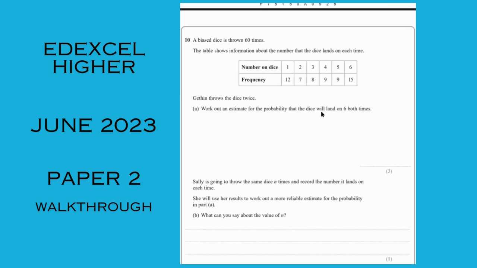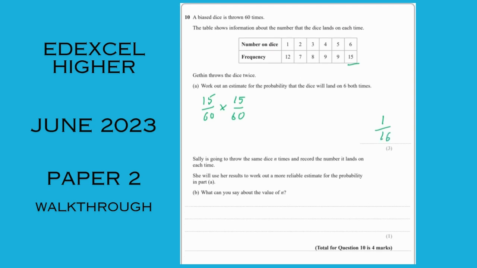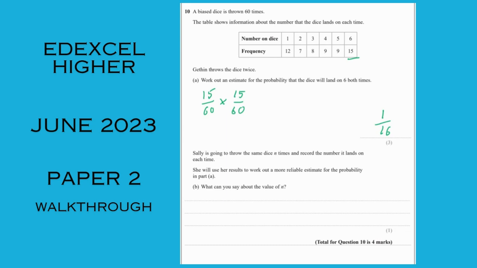Number 10. Bias dice. Estimate for the probability it will land on 6 both times. So, probability of a 6 happening, also known as relative frequency, because it's based on an experiment. It's happened 15 out of 60 times, and happening again is 15 over 60 times. Stick that in your calculator. It's a 16th.